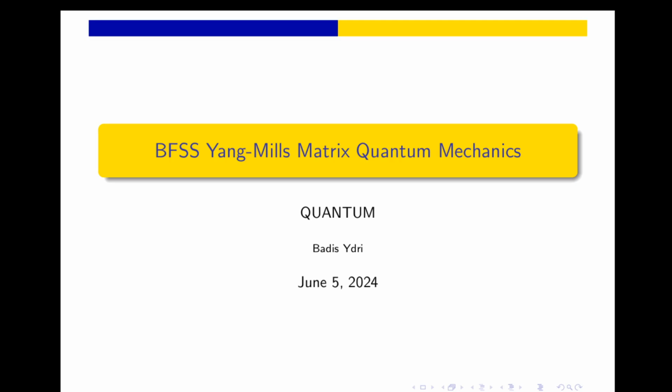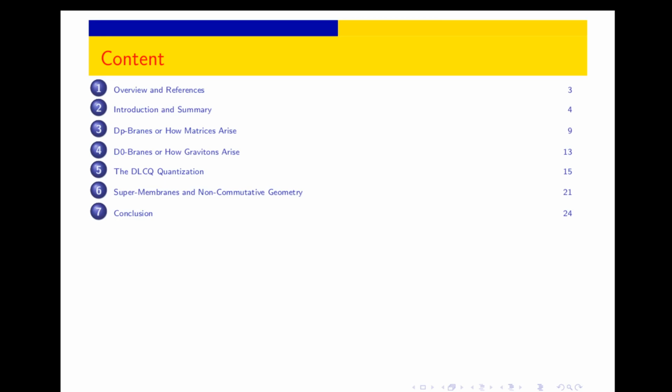Welcome to this presentation on the BFSS Matrix Model, also known as M-matrix theory. This groundbreaking framework offers a non-perturbative formulation of M-theory, proposed by Tom Banks, Willy Fischler, Stephen Shenker, and Leonard Susskind in 1996. Today, we will explore its origins, its connection to string theory, and its profound implications for our understanding of quantum gravity and the nature of space-time.